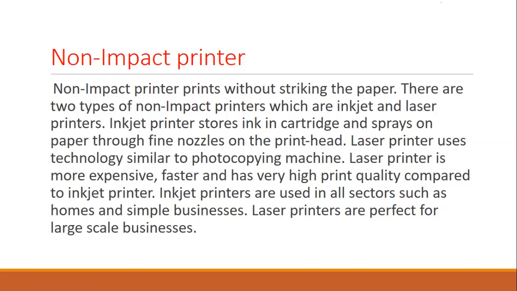There are two types, impact printer and non-impact printer. The dot matrix is used in the impact printer, and which mechanism is used? The electromechanical mechanism is used in the impact printer. While in the non-impact printer, there are two types. One is the inkjet printer and the other one is the laser printer.